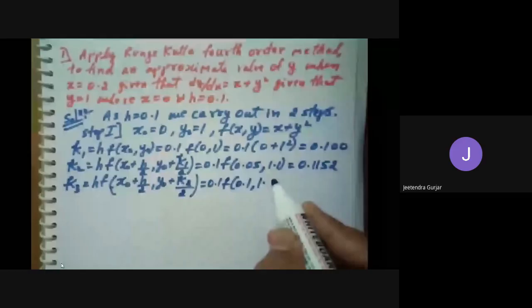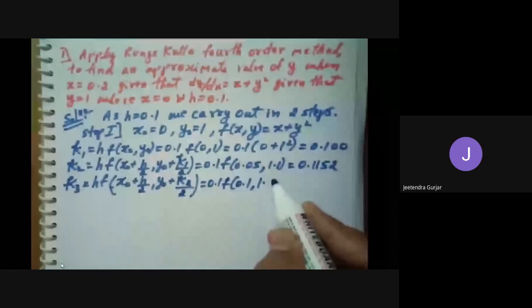I will not change this. Just try to substitute and tell me the answer we get. Try to substitute this value now. Sir, it is correct, 0.1152. So the value you get is 0.1152. There is no problem. The answer I get is 0.1152.